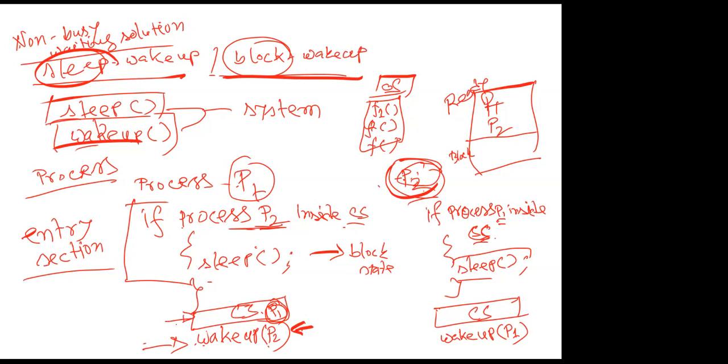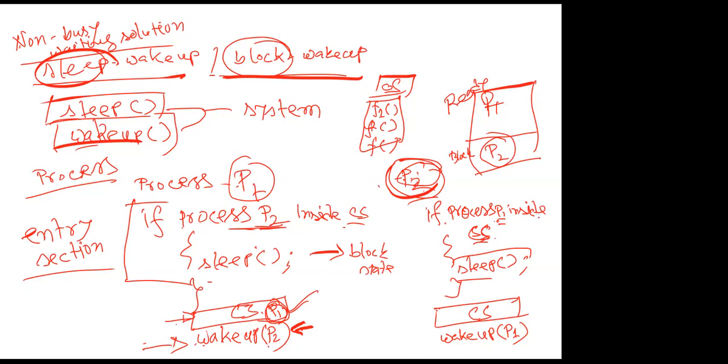Now process P2 is scheduled by your operating system, and it will check whether process P1 is inside the critical section. Currently process P1 is inside the critical section, so process P2 will go into sleep mode. Sleep means block mode. It will move to the block state. Whenever a process is in block state, the operating system never schedules this process again until it wakes up into the ready state.